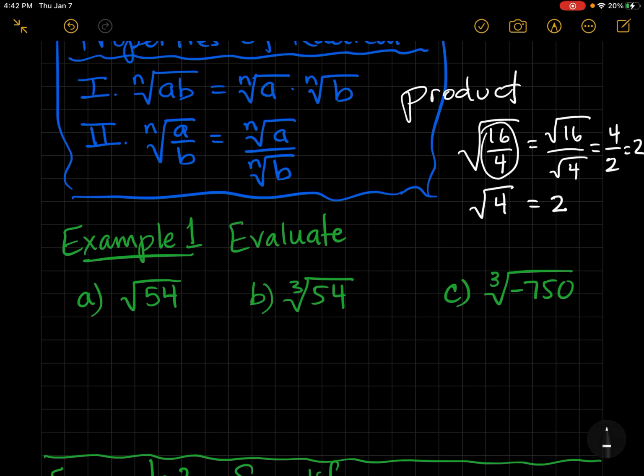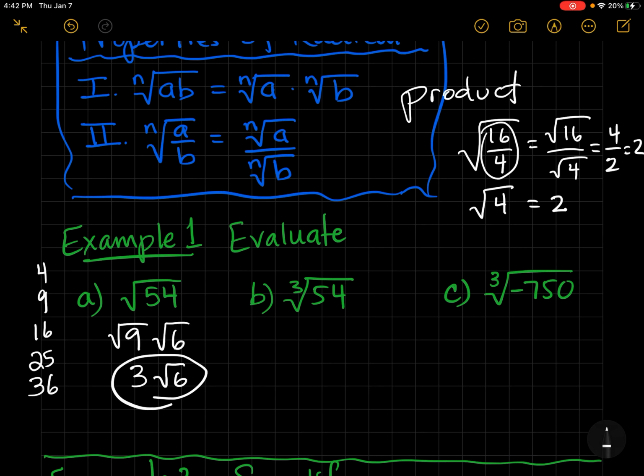Okay, let's use some of these properties. And by the way, you've always known about these properties and we've always used them. So now I'd like for you to see how they work. When we simplify radicals, we look for perfect squares like 4, 9, 16, 25, 36. We're looking at the perfect squares. And so we want to know which is the largest that goes in evenly. And 9 works. So 9 times 6, that would be 3 radical 6. And that would be how you simplify that.